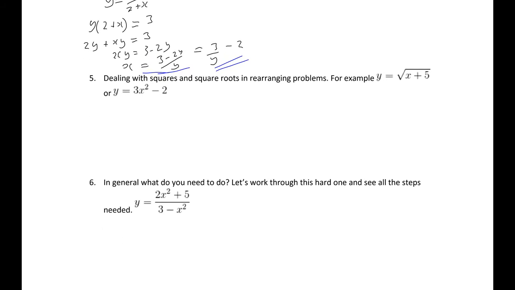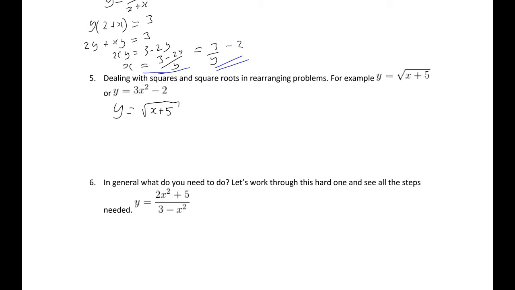Another type of complication that we can have are squares and square roots. So let's have a look at this square root. y equals the square root of x plus 5. We cannot play with anything inside that square root, not until we've dealt with the square root.